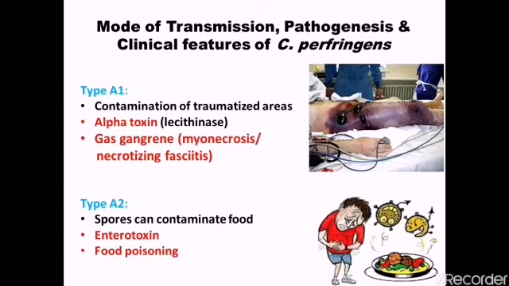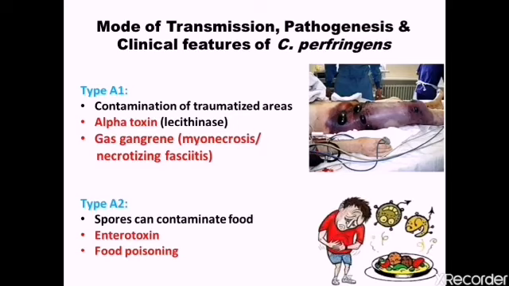Pathogenesis of type A1 involves release of alpha toxin, and you can see that it is lecithinase which damages the cell membranes, including the RBCs, so there can be hemolysis. Then there are certain degradative enzymes which can produce gas in tissues. In case of type A2, there is enterotoxin, and its mode of action is the same as the enterotoxin of Staphylococcus aureus. That is, it acts as a superantigen. So there is hypersecretion of fluids in small intestine, and finally loss of fluid and electrolytes.